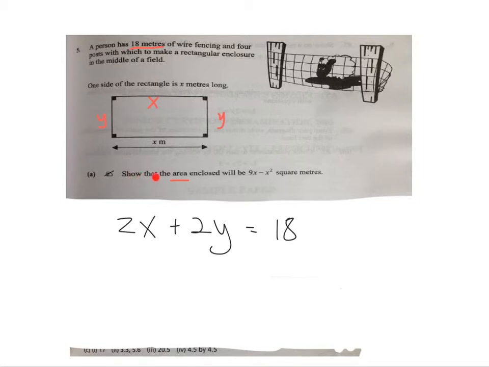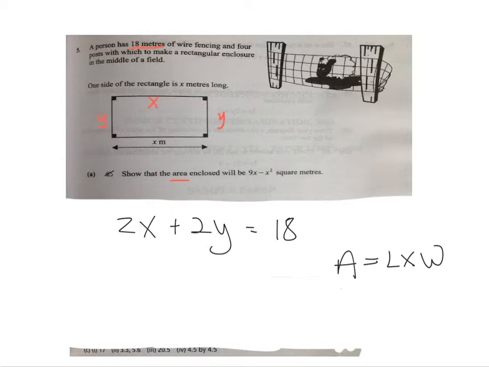It says, show that the area enclosed will be 9x minus x squared square meters. So we're talking about area here. So straight away I would write down the area formula. Okay, so now that we have the area formula, we can try and figure out what L and W are. Well, L is easy, that's x. But for W, we could put in y, but that really wouldn't help us because we want an expression with just x in it to be the area. So we want to show that the area is equal to this. So we need an expression in x for both the length and the width.